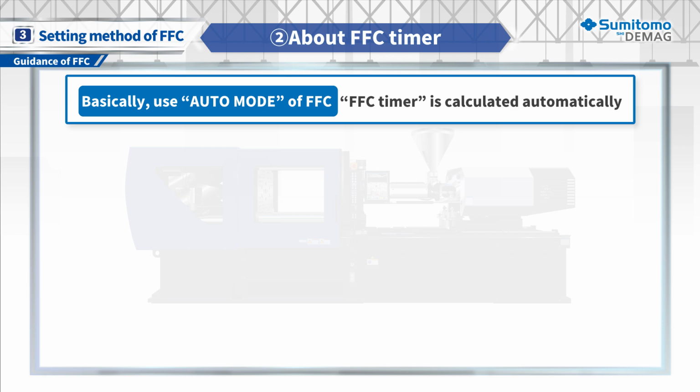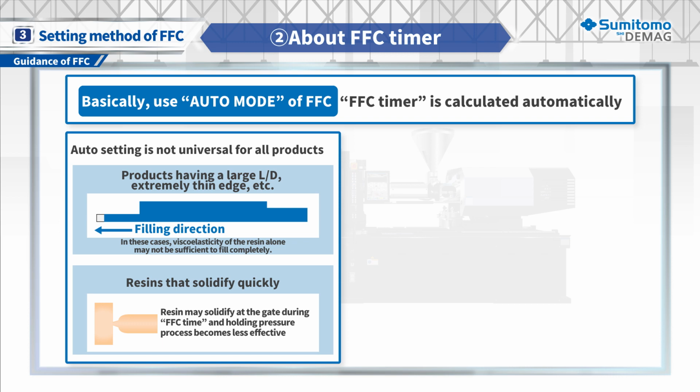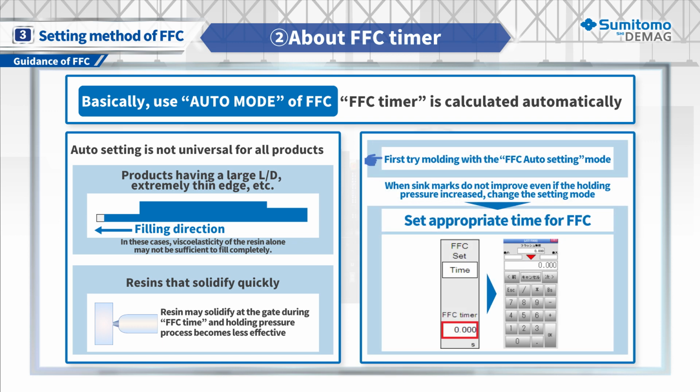However, this automatic mode is not universal for all articles. For example, in the case of long products or extremely thin-walled products at the filling end, viscoelastic force alone may not be sufficient to fill completely before the resin solidifies. Also, in the case of resins that solidify quickly, it may solidify around the gate during the FFC time, making it difficult to apply the holding pressure. In these cases, the FFC timer can be adjusted as desired with time mode of FFC.